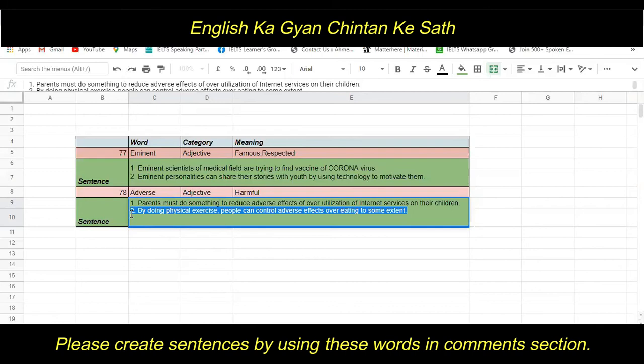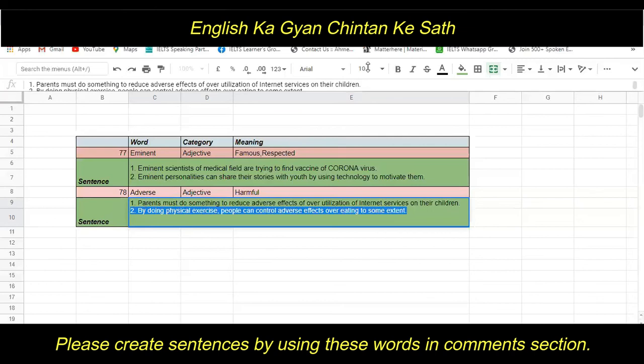But what this sentence is trying to mention is that by doing physical exercise, यानी कि physical exercise करने से जो ओवर ईटिंग, जो ज्यादा खाने की जो हार्मफुल इफेक्ट्स है, राइट, दैट कैन बी कंट्रोल, वो कंट्रोल हो सकती है कुछ हद तक, राइट? सो दैट इज व्हाट द मीनिंग ऑफ दिस पर्टिकुलर sentence. So instead of using harmful effects, I have utilized the adverse effects of overeating, right? So now probably the meaning is clear.